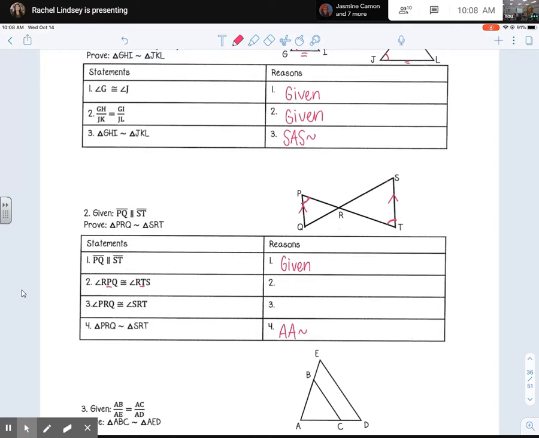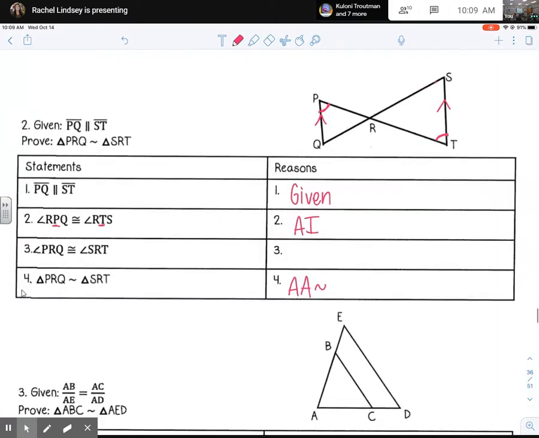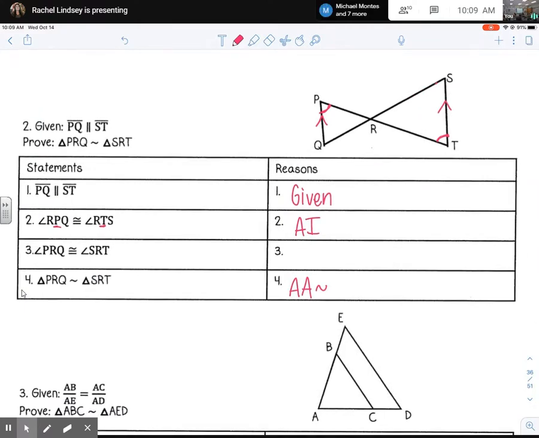Those are not vertical, they're not corresponding, they are alternate interior angles. And then it says PRQ is congruent to SRT. Those are vertical angles. And we do know now that we do have two angles, so those are proven by angle similarity.